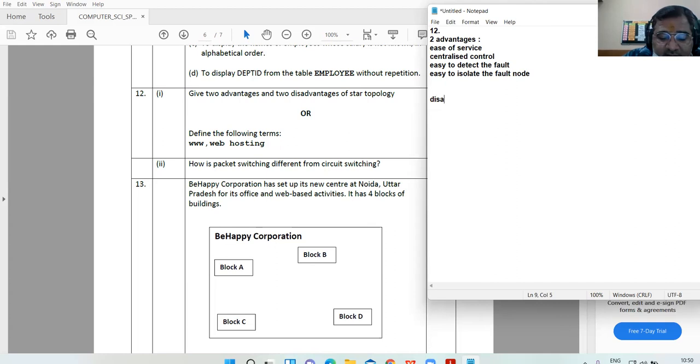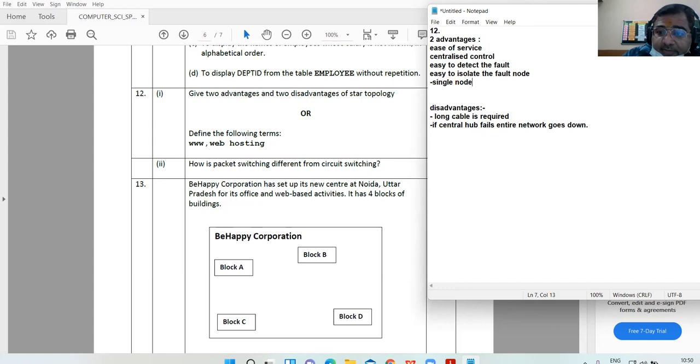Now, going with the disadvantages. As compared to bus and ring topology, in star topology, long cable is required. Then, if the central hub fails, the entire network goes down. Star topology has an advantage too.